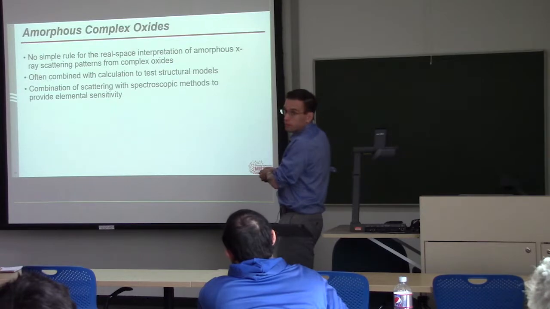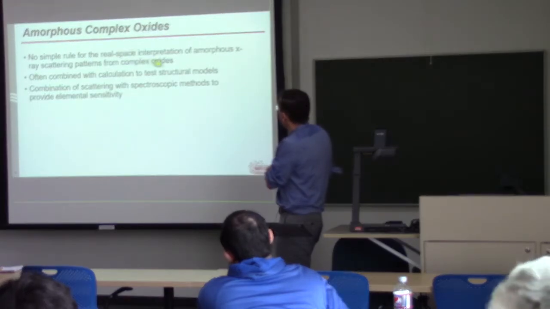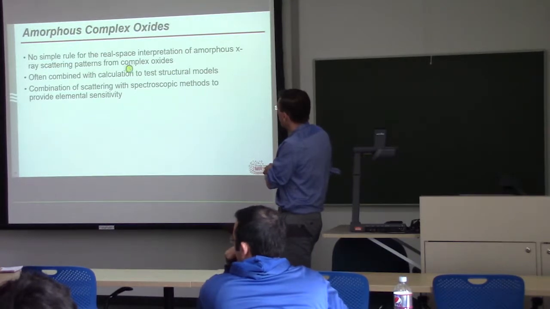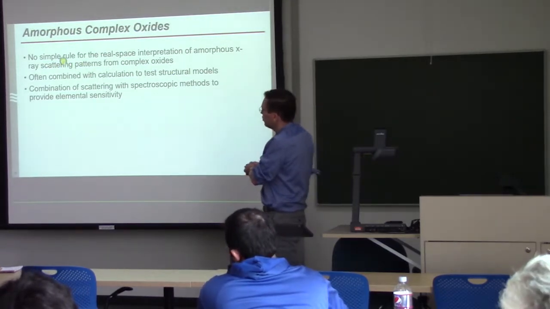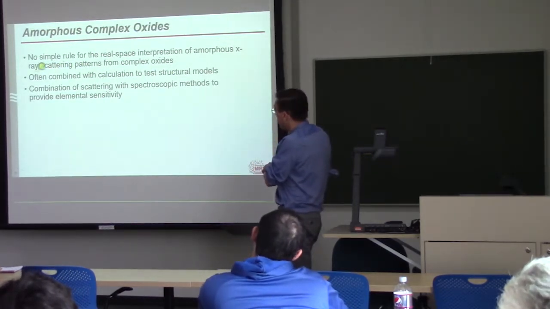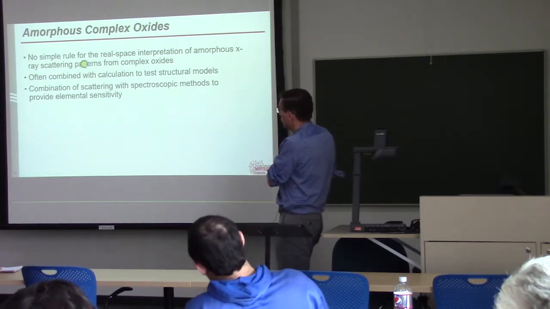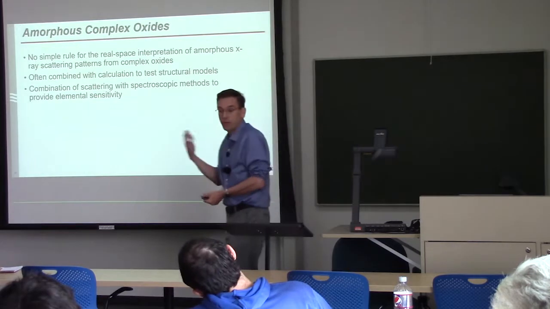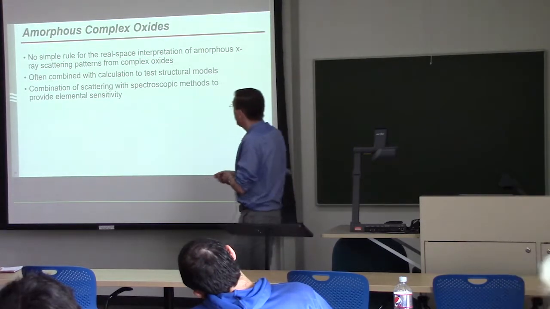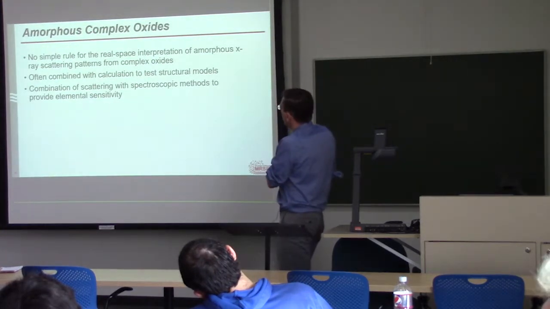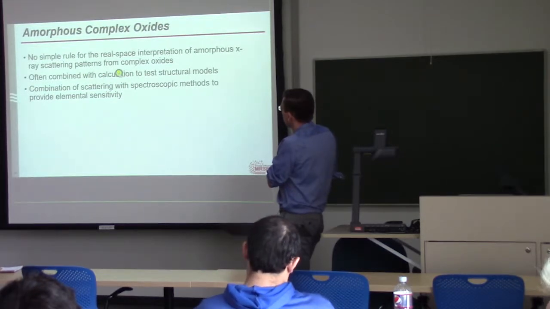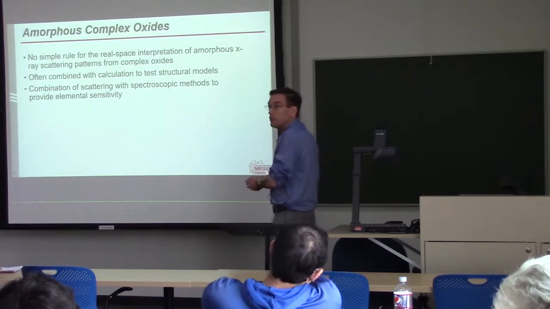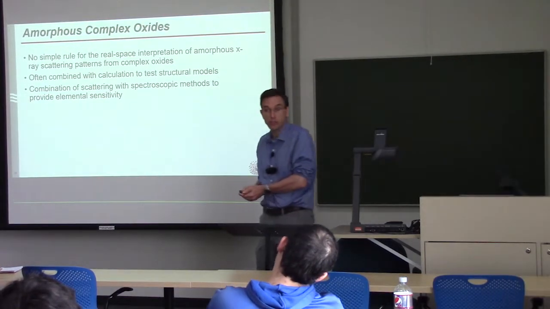So the key thing from the amorphous complex oxides that we've seen is that we have these amorphous X-ray scattering patterns, and there's no simple rule. You can get the G(r)'s, of course, and the partial pair distribution functions, but often there's no simple rule for interpreting them the same way that you would interpret an X-ray crystallography study. And so what you end up doing many times is combining them with a molecular dynamics calculation that allows you to test a series of structural models.